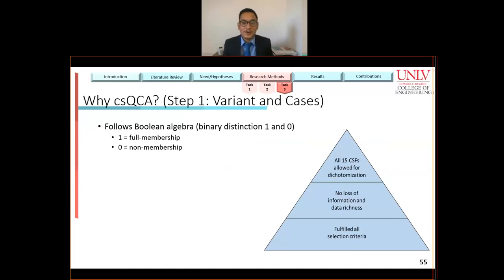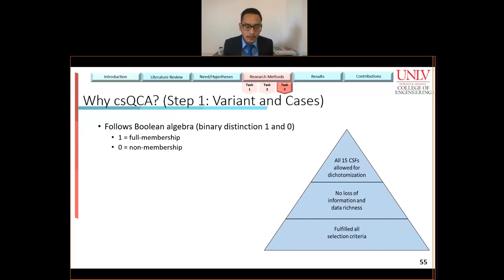So I selected the crisp set variant, also called CSQCA, for this study. It is the most popular variant, but I did not choose CSQCA because it's the most popular one. I selected it because for the profile of the data I had, the CSQCA variant was the best fit.